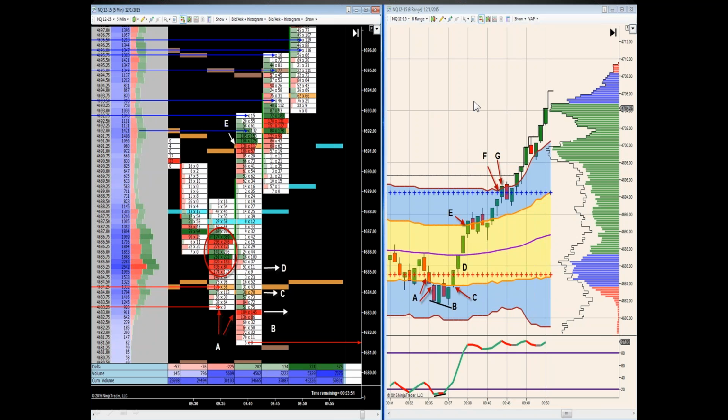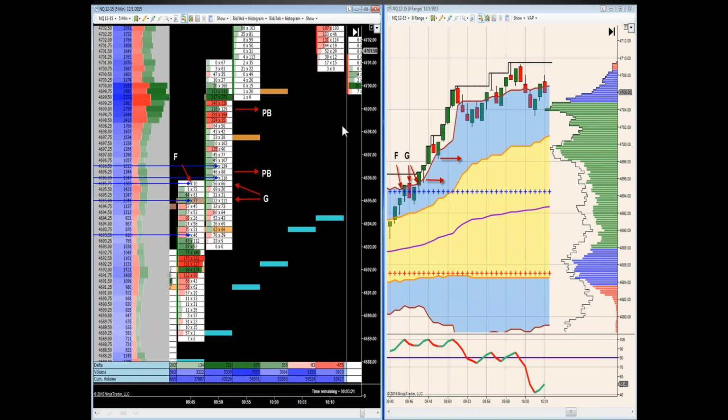So I'm going to flip to the next slide so you can see F and G. Here we go. So here's that F and G that we were just talking about. We could buy it here, here, and here. We got positive delta, as mentioned, but it was pretty small, right? 134 positive delta.